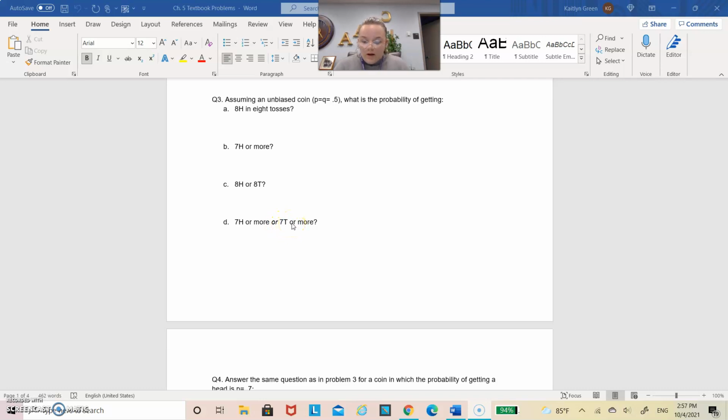And so for that, I ended up doing 8 p to the 7th power times q to the 1st, plus 1 p to the 8th, plus 8 p to the 1st times q to the 7th, plus 1 q to the 8th, which when you add up all of those coefficients, you get 18, and then 18 over 256 gives us a value of 0.0703 for the probability.